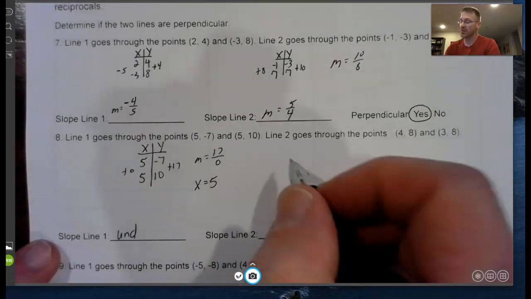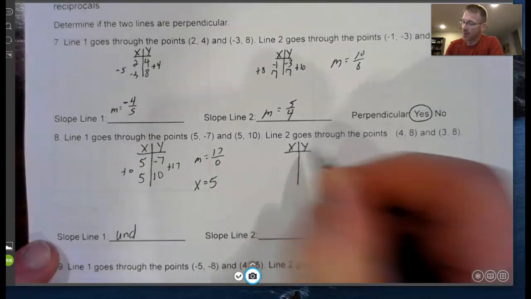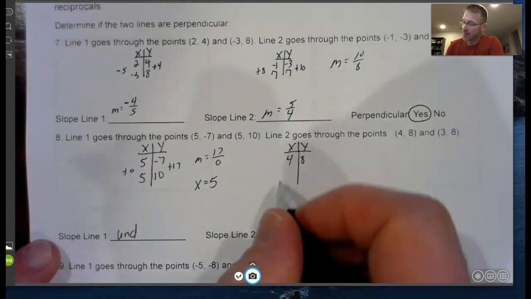Now let's jump over to line 2 and see what happens. Make a quick XY table. We go through the point 4, 8 and 3, 8.